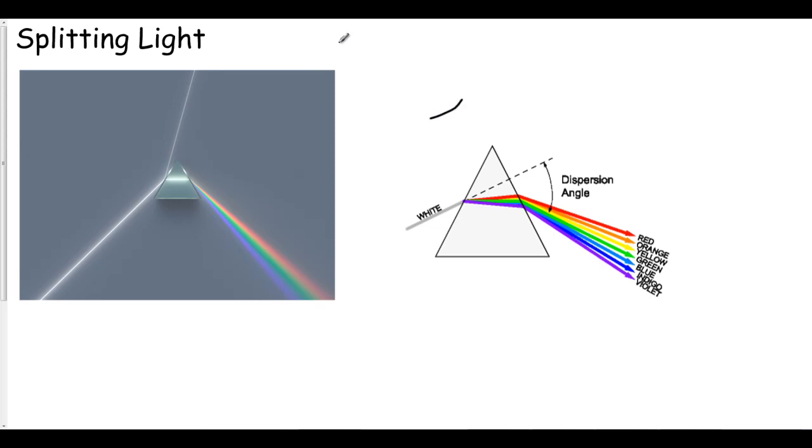So one thing that I want us to glean from this is that colors refract differently, and you have to have a different index of refraction for each color. Okay? And that's all.